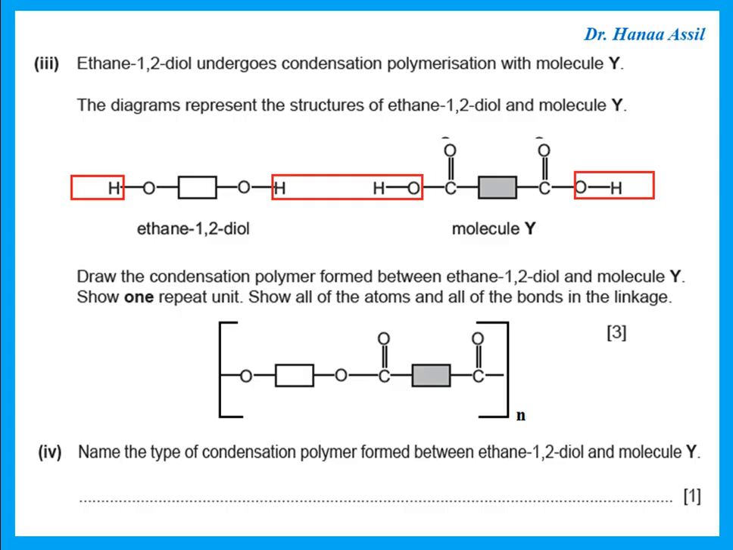O box O, C=O, box C=O. And remember that when we have acid with alcohol, what comes out is called an ester linkage. So this ester, C=O, O is an ester linkage, and the type of polymer is polyester. Are we okay with all of this?